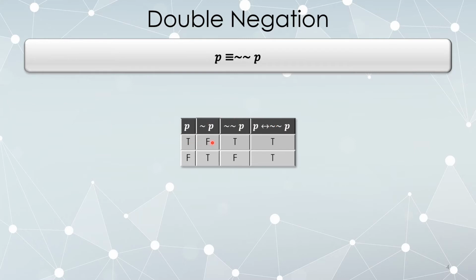Well, yes, in this row I have true and true, and in this row I have false and false. So those two columns were the same, always, which means the biconditional arrow is always true. In other words, it's a tautology. And if two statements with a biconditional arrow between them is a tautology, those two statements are logically equivalent.